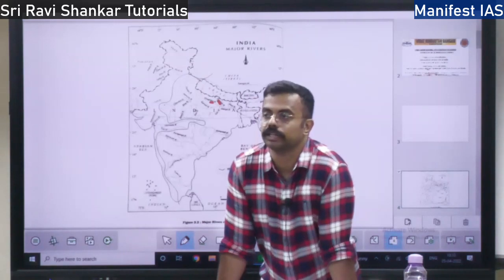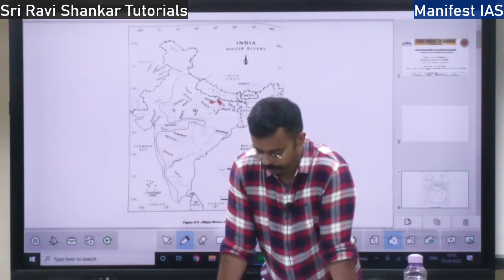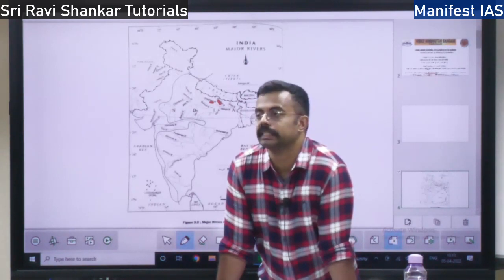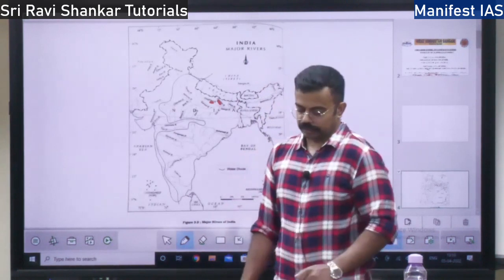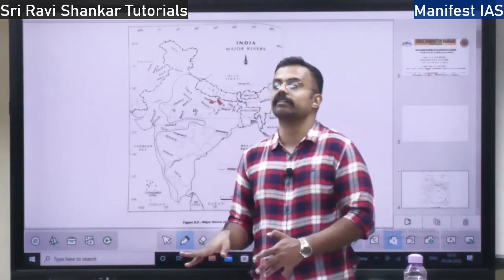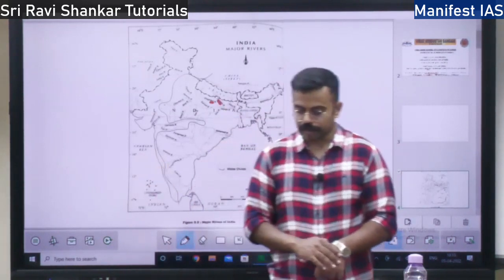The Gagara also forms a gorge. Where is it formed? It is formed at the Shishapani place. This Gagara will join the Sardar River. It joins the Sardar River before flowing into the Ganga, right?